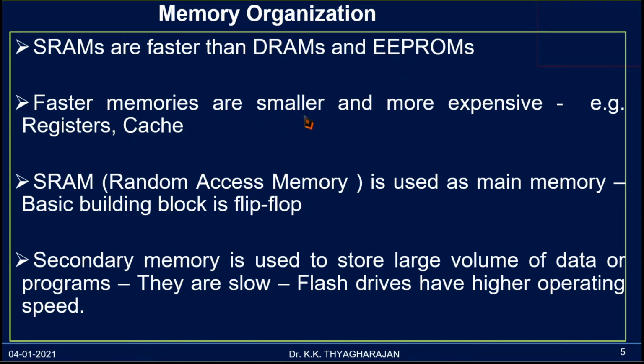Faster memories are smaller and more expensive. For example, registers and cache are smaller and more expensive. SRAM is used as cache memory. The basic building block of RAM is flip-flop. The secondary memory is used to store large volumes of data or programs. They are slow. Flash drives have higher operating speed compared to secondary memories.